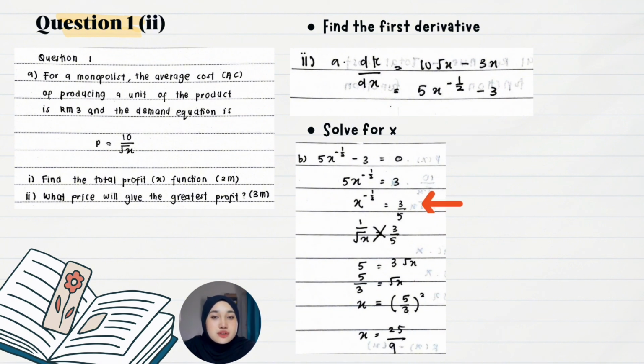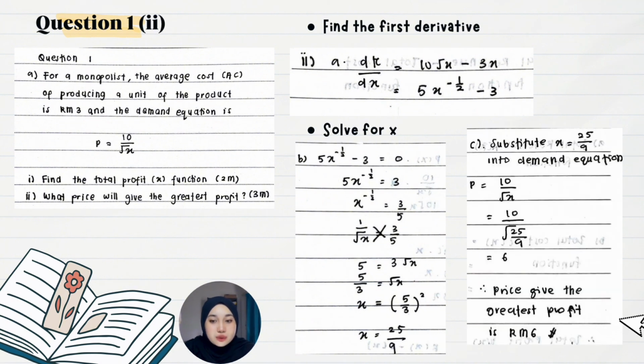First, move negative 3 to the right, followed by 5, and we get x to the power of negative 1 over 2 equal to 3 over 5. Then we change x to the power of negative 1 over 2 into 1 over the square root of x. Okay, now we cross multiply, multiplying 5 with 1 and 3 with the square root of x, to get rid of the fraction. Then we get 5 equal to 3 square root of x. Move 3 to the left and we get 5 over 3 equal to the square root of x. Now to get rid of the square root, x equals 5 over 3 squared, so the critical value we get is 25 over 9.